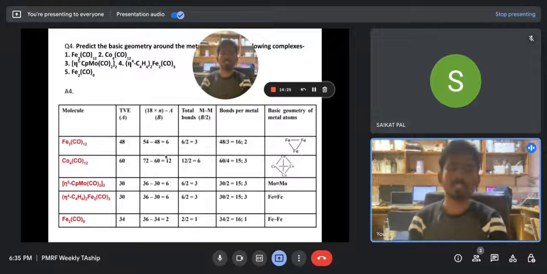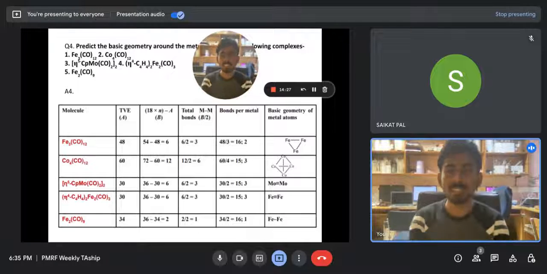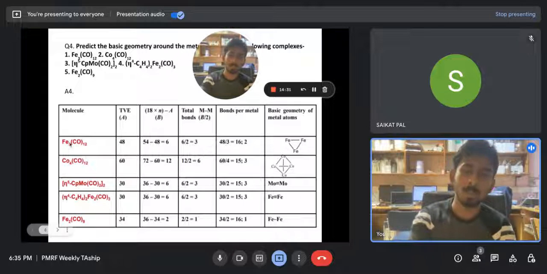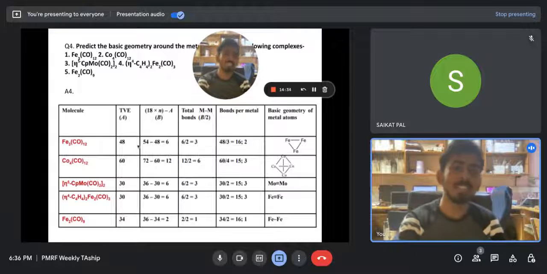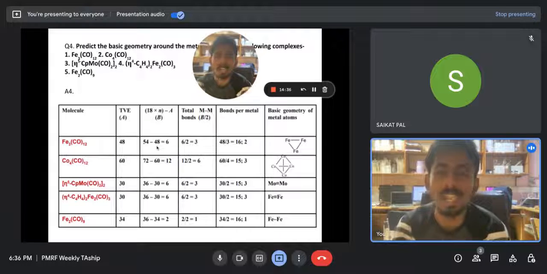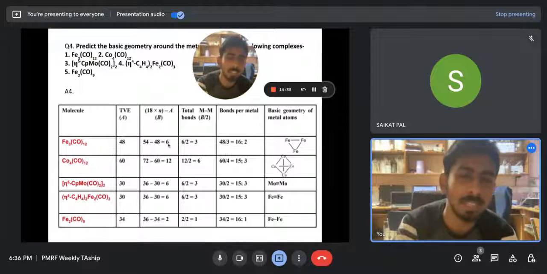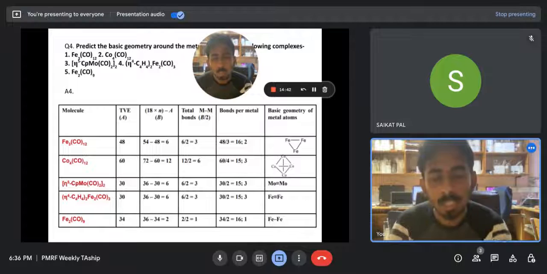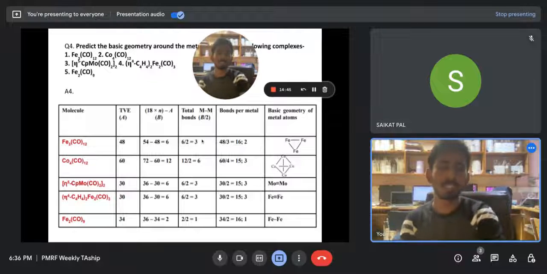Now the formula goes as, we have to calculate B. B is defined as 18N minus A. So N is 3, because the total number of iron atoms is 3 here. So 18 into 3 is 54, minus 48, that is A, is 6. So the total number of metal bonds is B by 2. This is B, that is 6. 6 by 2 is 3.